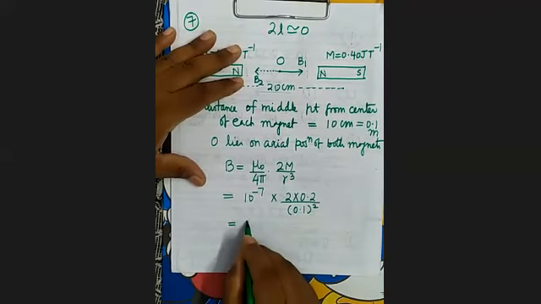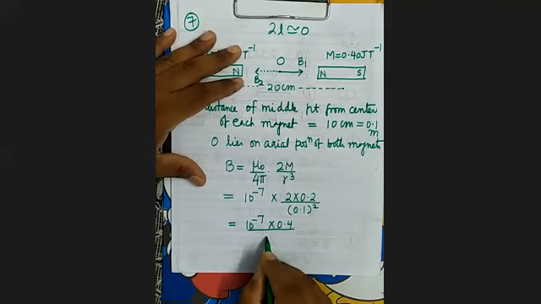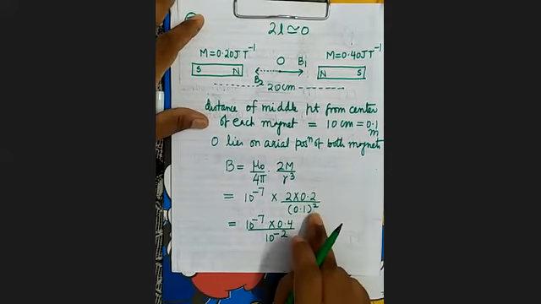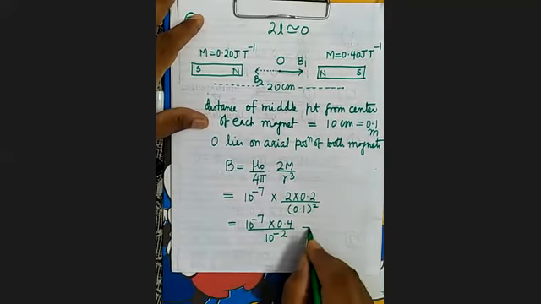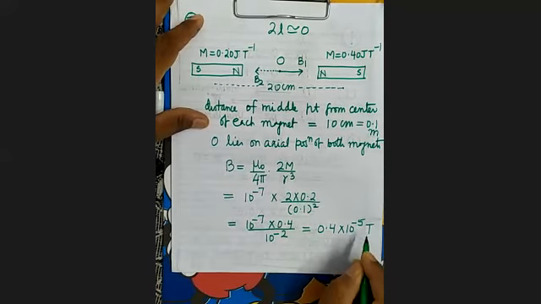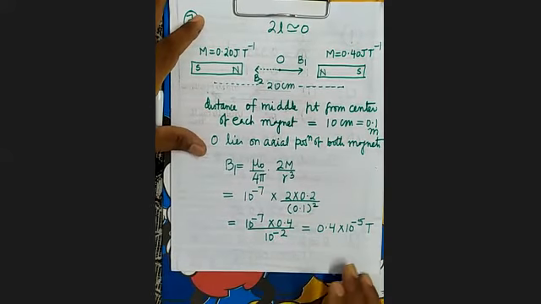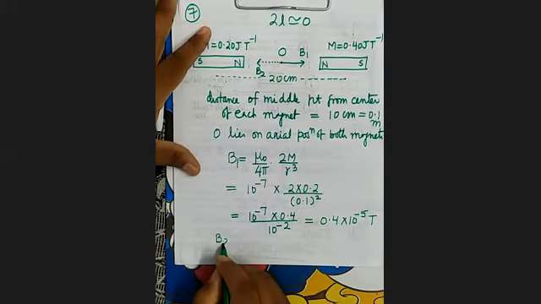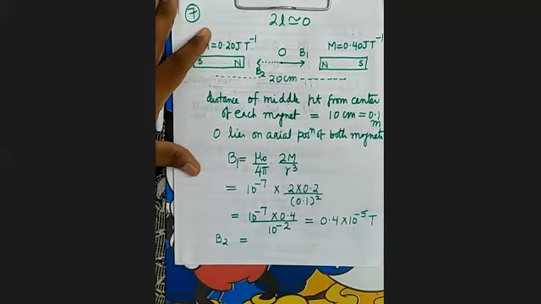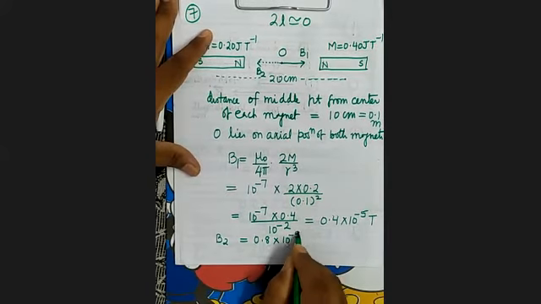So you simplify it further: 10 to the power minus 7 into 0.4 upon 10 to the power minus 2. I am writing directly, 0.1 is 10 to the power minus 1, it's whole square. So 0.4 into 10 to the power minus 5 Tesla. This is B1. Similarly, you will calculate B2. I am not calculating it, but you will calculate it. That will come out 0.8 into 10 to the power minus 5 Tesla.